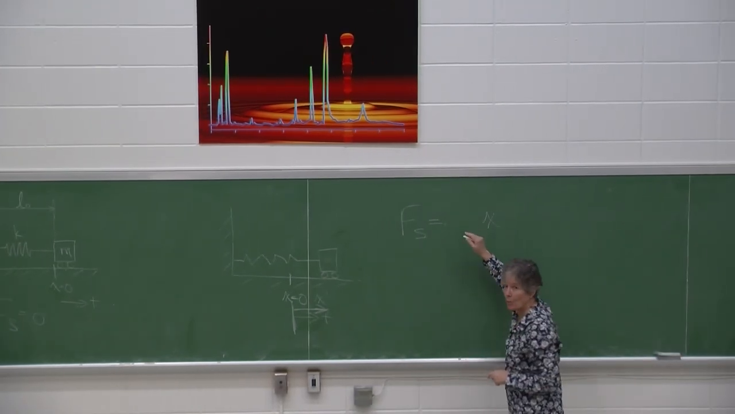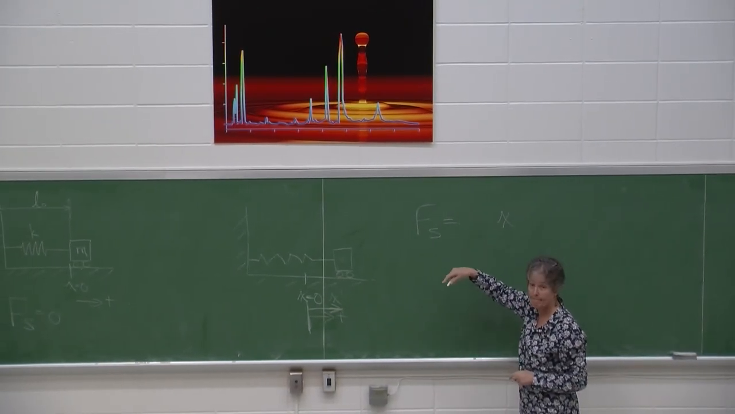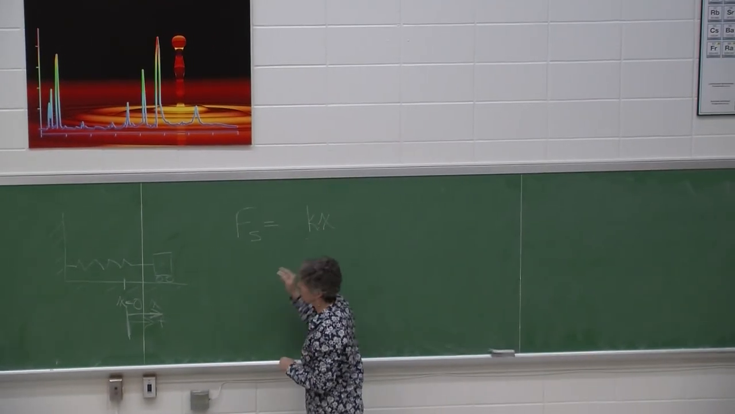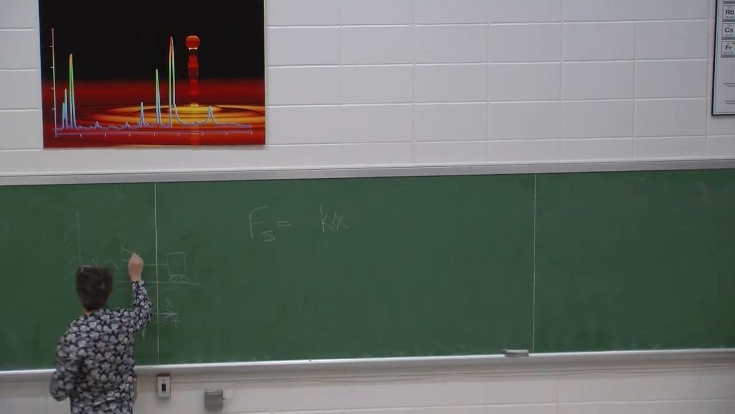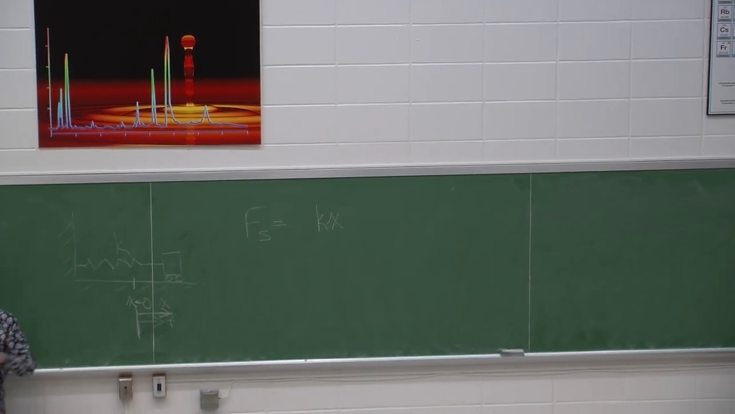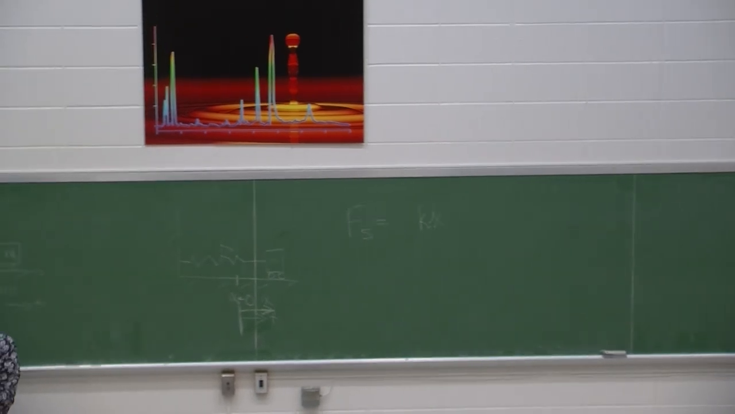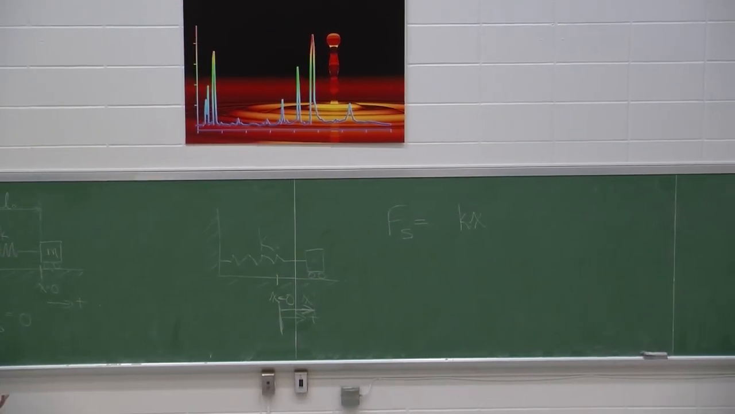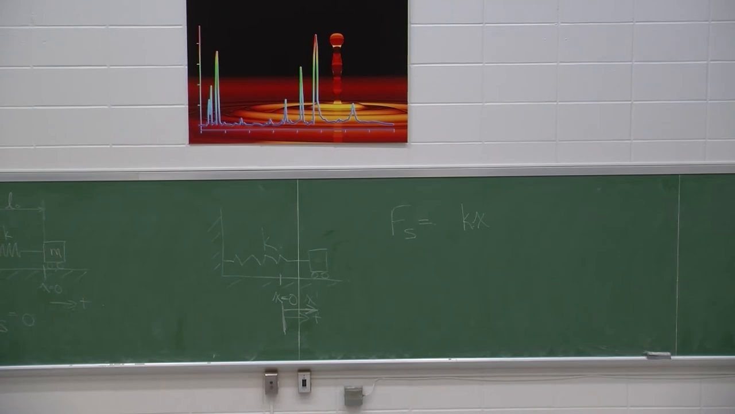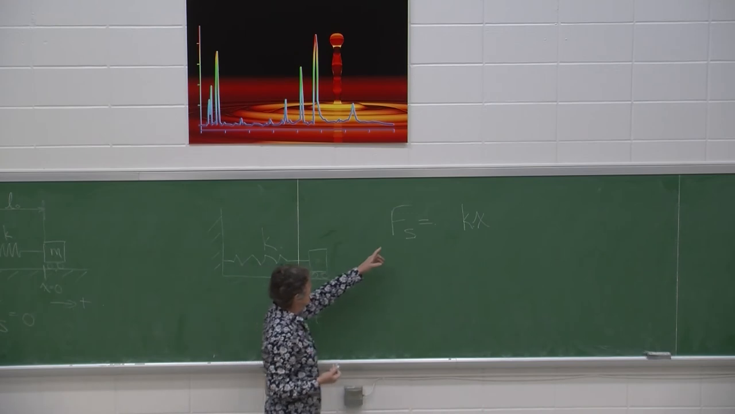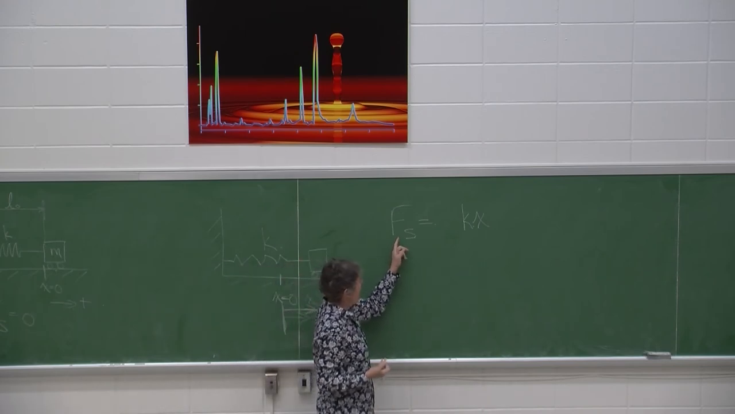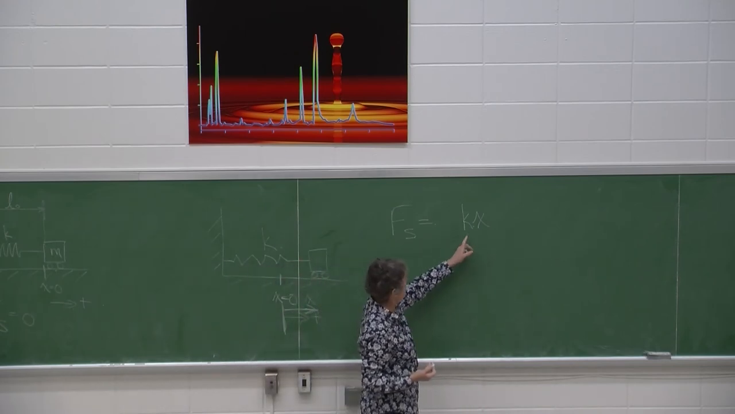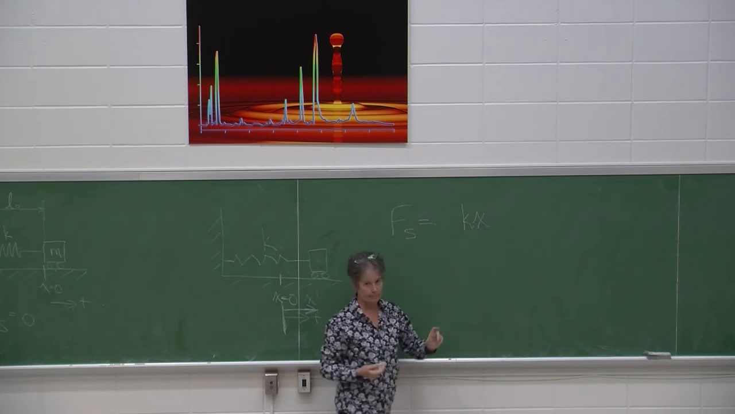And the constant of proportionality is the k. The k reflects the thickness of the wire and the number of coils and the diameter of the coils, all those physical things about the spring. So that's the spring constant, and this force that is exerted on the mass is linear with x, so it's k times x.